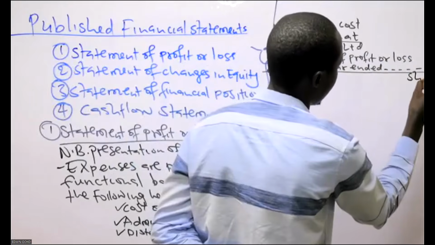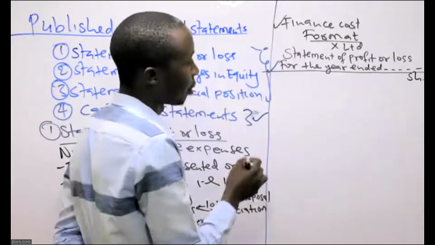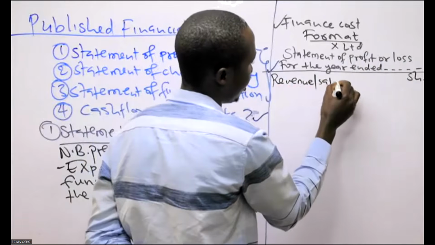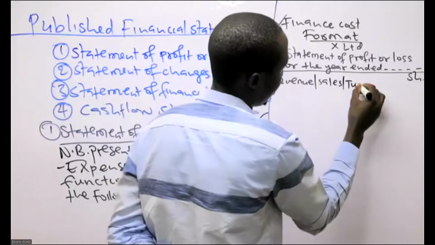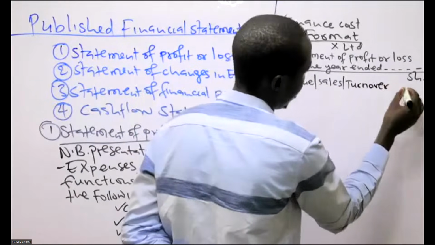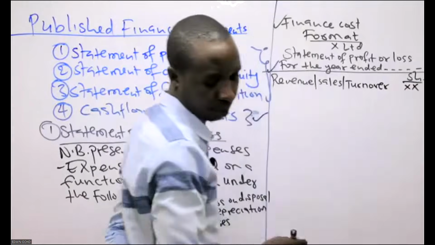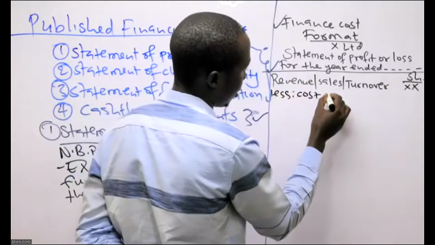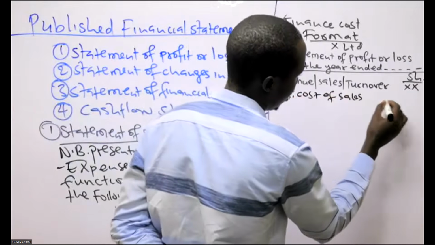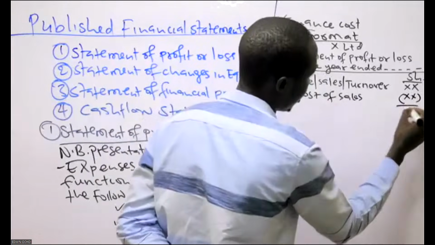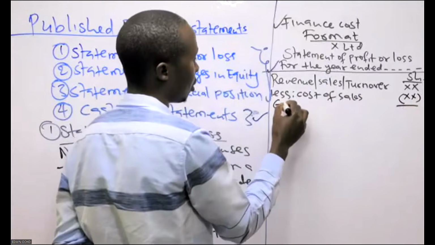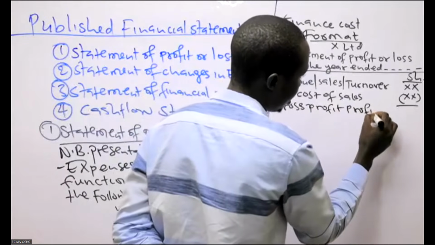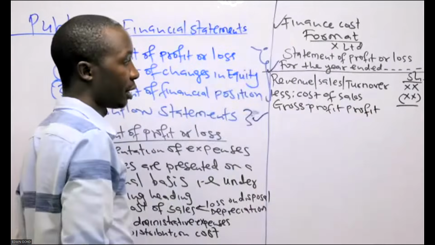For the year ended a certain period there. So remember that we start from revenue. Revenue, same as sales, or turnover. That is what you know, you did financial accounting. Then we raise the cost of sales. We deduct it from the sales. After deducting the cost of sales, we get a gross profit. You can see under cost of sales, I've just written cost of sales.